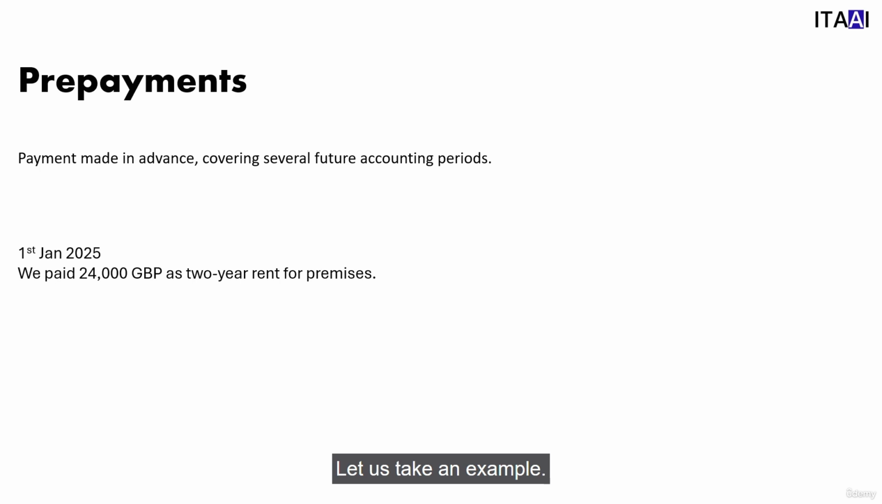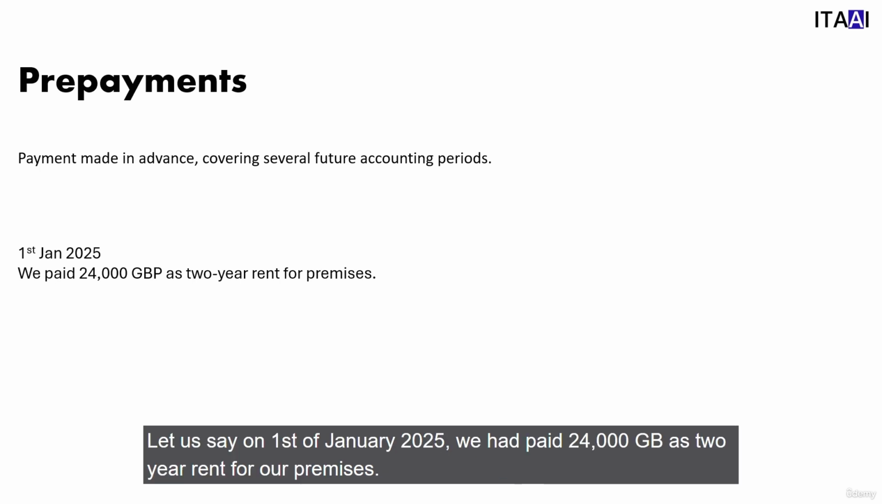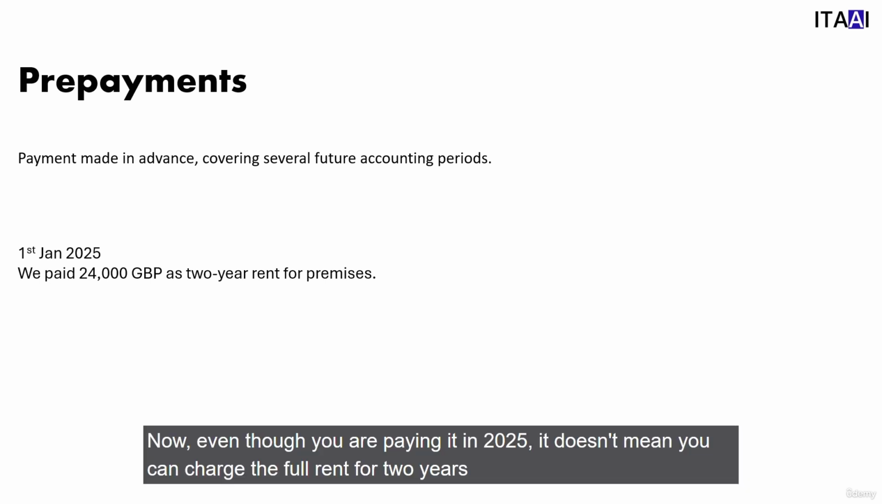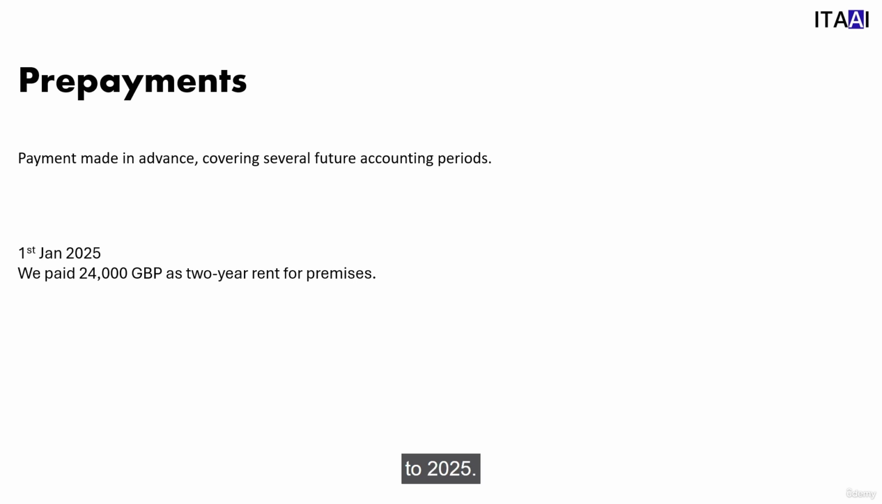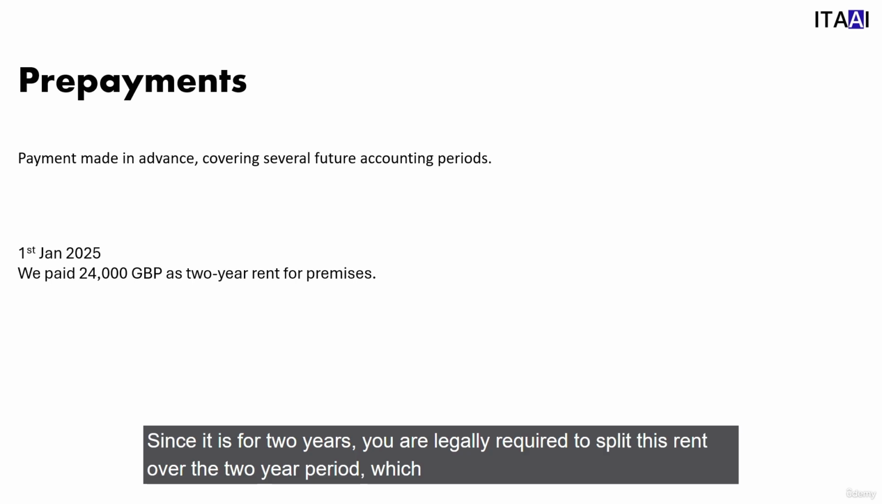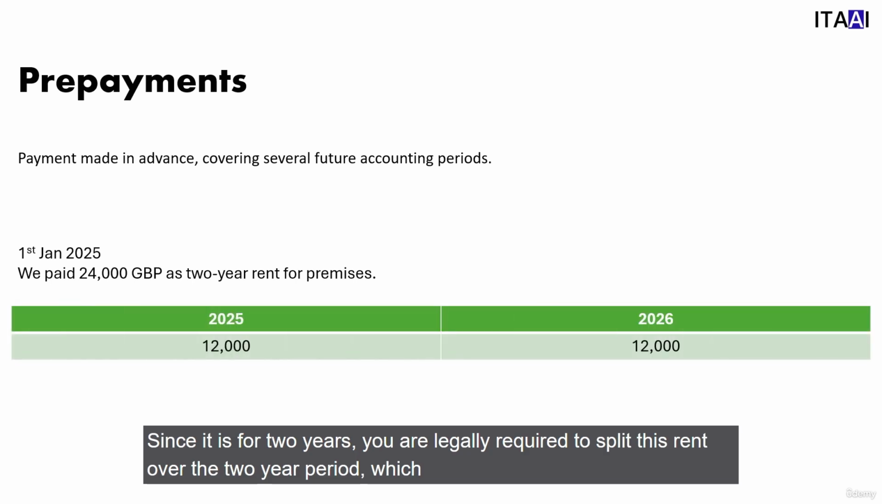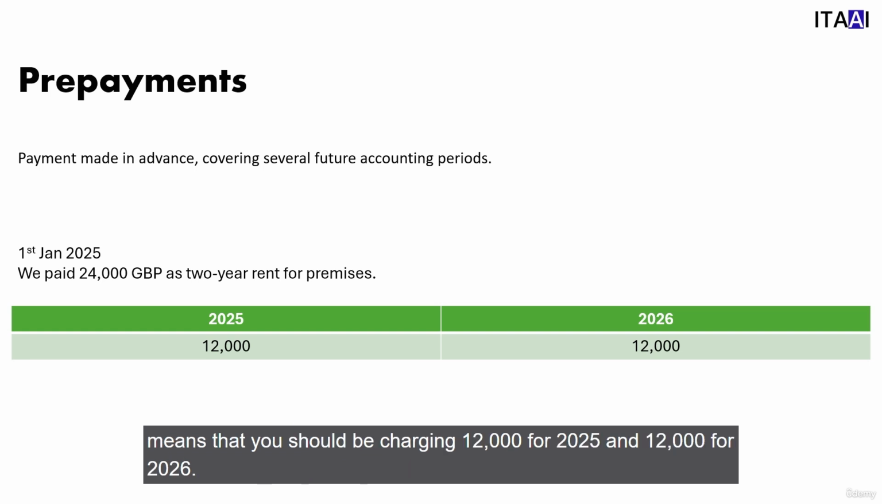Let us take an example. Let us say on 1st of January 2025, we had paid 24,000 GBP as 2-year rent for our premises. Now, even though you are paying it in 2025, it doesn't mean you can charge the full rent for 2 years to 2025. Since it is for 2 years, you are legally required to split this rent over the 2-year period, which means that you should be charging 12,000 for 2025 and 12,000 for 2026.